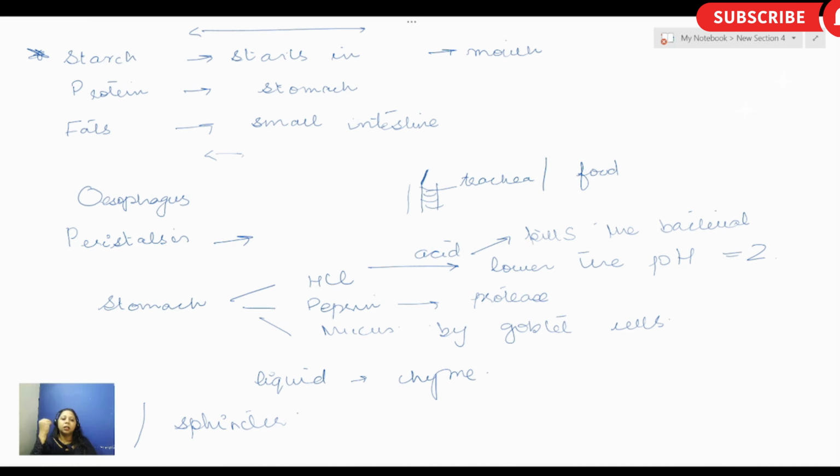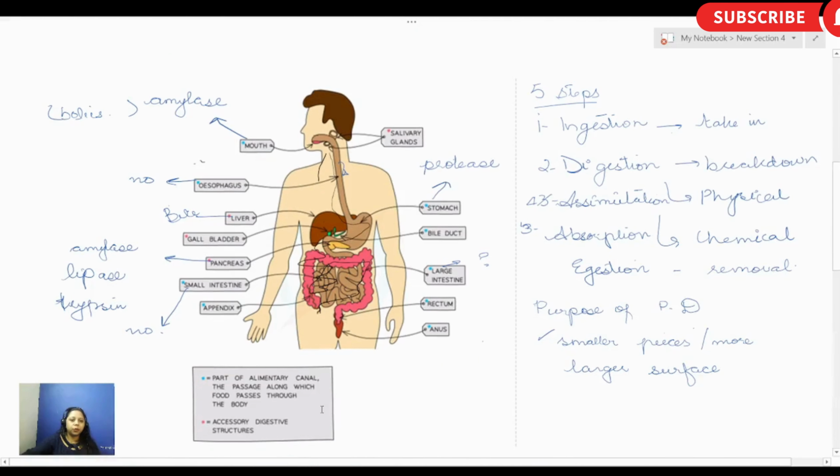Okay. This sphincter is also present, let's move to the diagram, here, here, here, and here. Yes. The food needs to move through the rhythmic contraction and relaxation of peristalsis. Okay, next one.